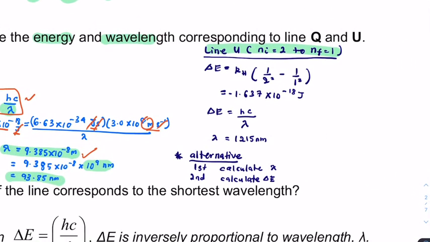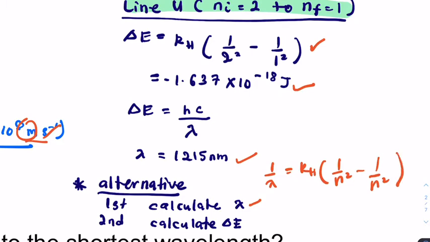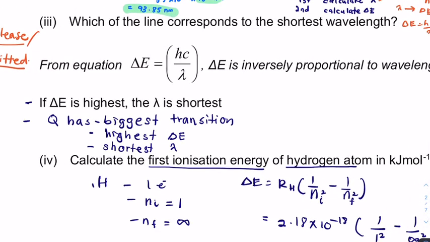So the same goes for your line: you put into the formula delta E, you get it in joules, and then you can convert to lambda. Alternatively, you can calculate lambda first. If you calculate lambda first, which formula must you use? 1 over lambda equals RH times 1 over n squared minus 1 over n squared, where this one will be n1, n2, and n1 must be smaller than n2. Once you have lambda, you convert lambda to delta E using the same formula, delta E equal to hc over lambda. So there are two ways: either you calculate delta E first and then convert to lambda, or you calculate wavelength first and then convert to delta E. Up to you.